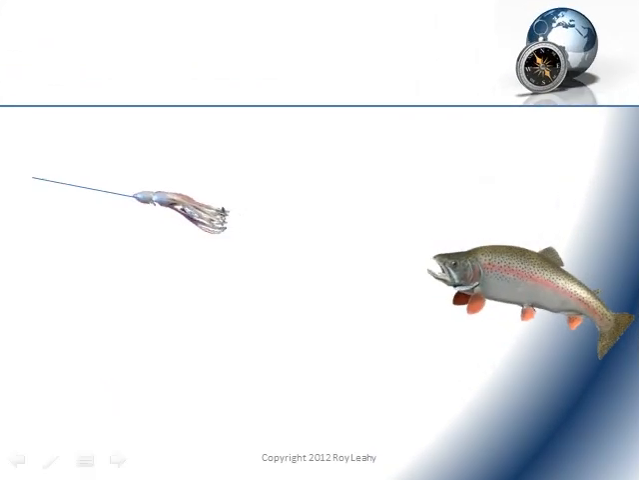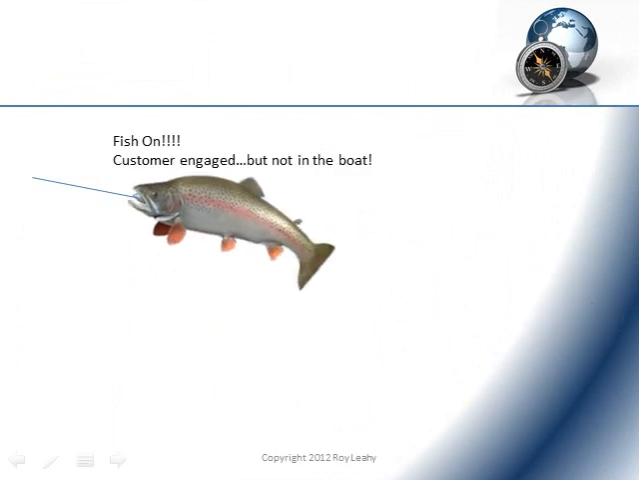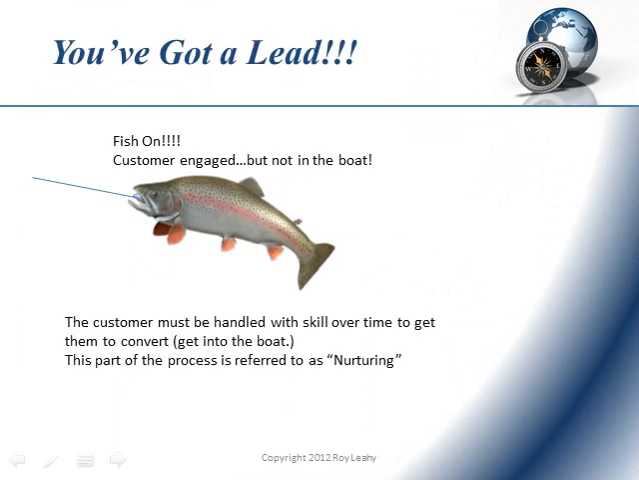You've gone through the steps, and now the fish finds your bait very attractive. It attacks the bait, and you have a lead. But there is still much to be done in many cases to close the sale. This part of the process is referred to as nurturing.